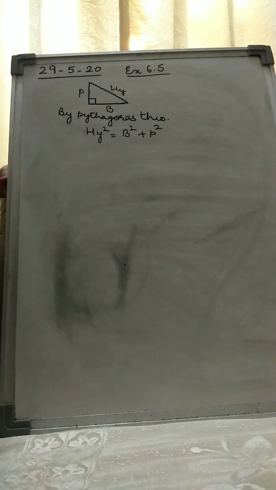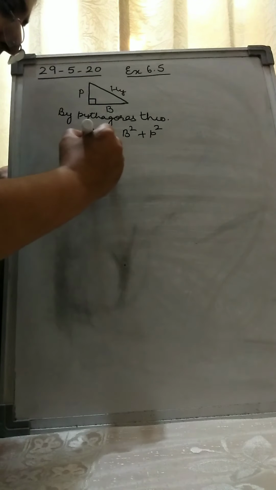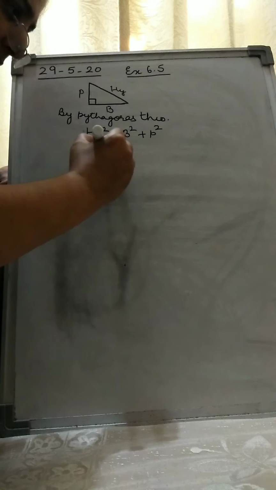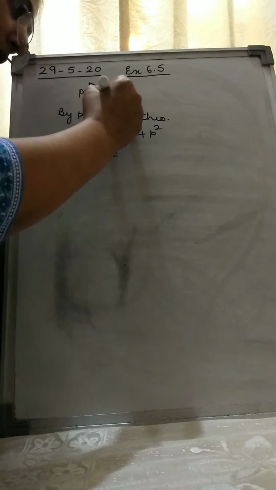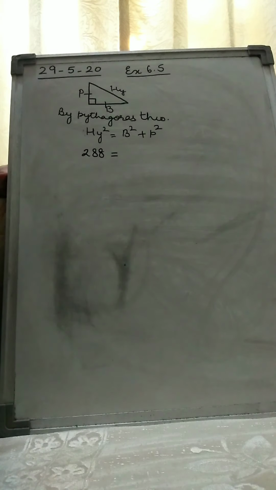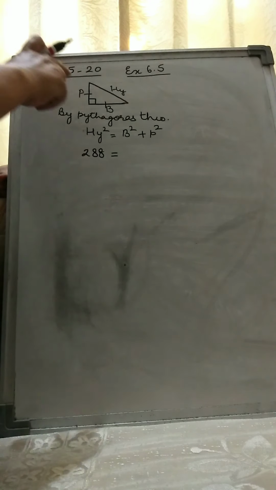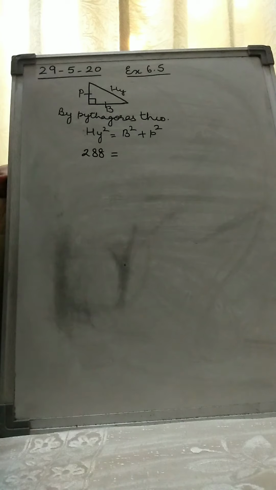According to the question, you are given hypotenuse square as 288 square centimeter, and it is an isosceles right angle triangle. Isosceles means the other two sides are going to be equal. Then only it is going to be an isosceles. An isosceles triangle is where two sides are equal. So then only it is going to be an isosceles right angle triangle.